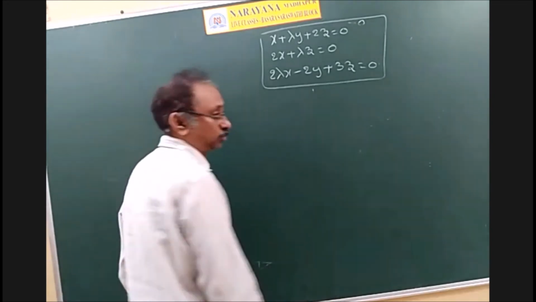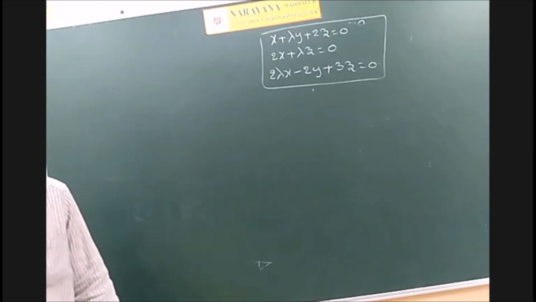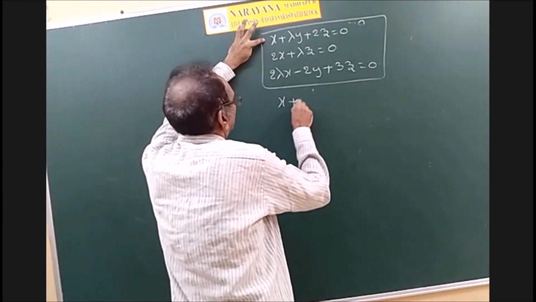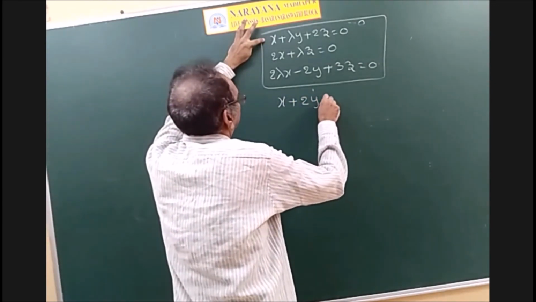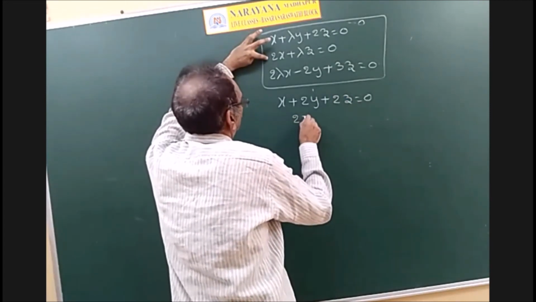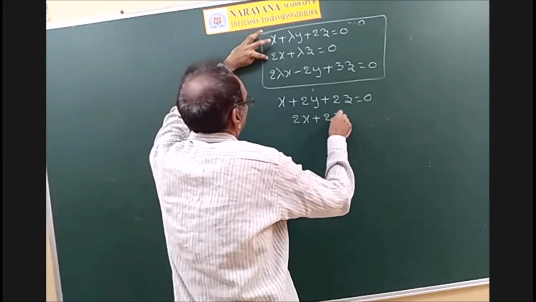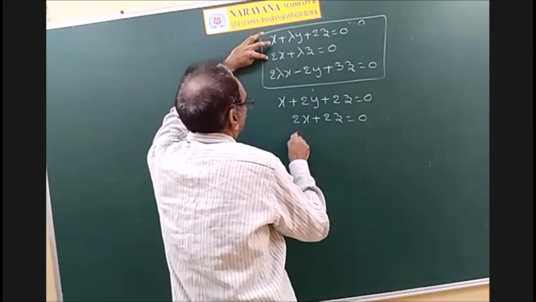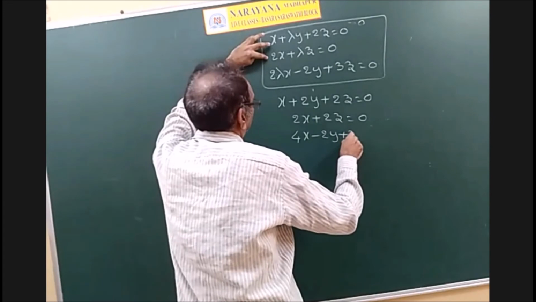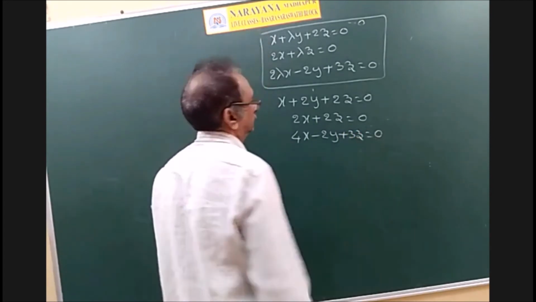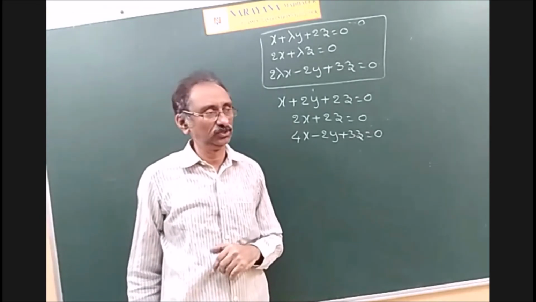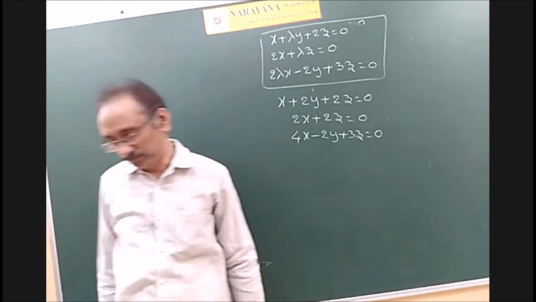So, what is the root? Lambda is equal to 2 is a root. And now substitute that here. x plus 2y plus 2z is equal to 0. 2x plus 2z is equal to 0. 4x minus 2y plus 3z is equal to 0. And now, because you are getting infinitely many solutions, you won't get a unique value for x, y, z.